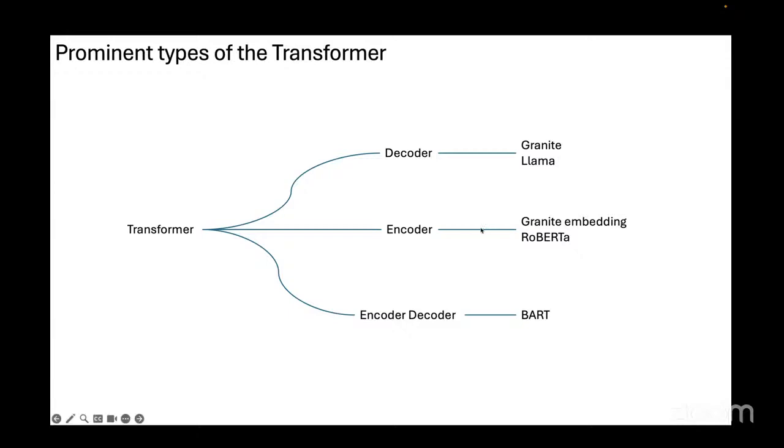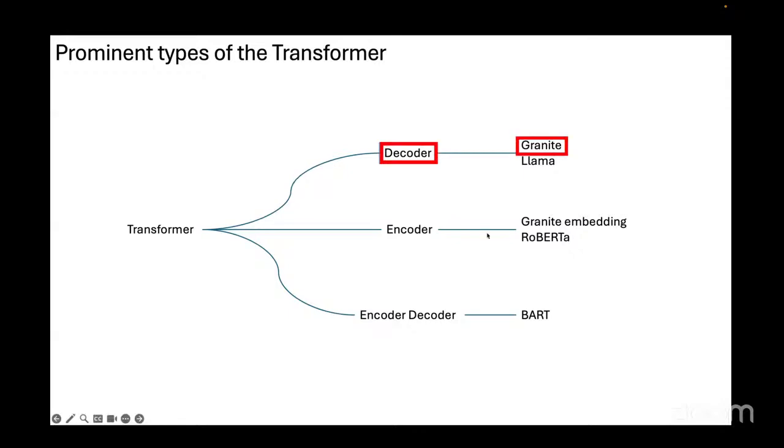In the encoder, the idea is to get the embeddings of your input, and there are many models like Granite embedding and also RoBERTa, etc. In the encoder-decoder, which is the original architecture, we have many models in that format of transformer as well, like BART. So you can have a look at it.